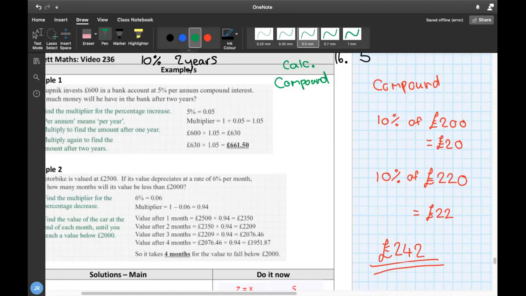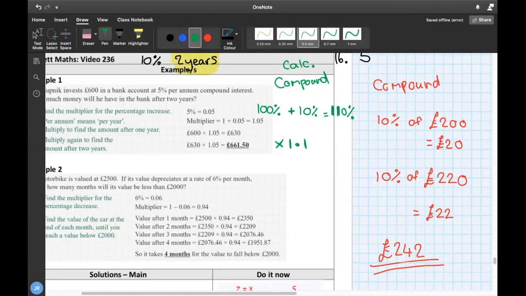So if we're going 10% for 2 years and it's increasing, we're going to always start with our original amount, 100%, and we're going to be increasing it by 10%. So it's like we're finding 110%. That's all one there, 110%. And to find 110% of something, you think back to our decimal multipliers. To go from a percentage to a decimal, you divide by 100. So to find 110% of something, you're multiplying by 1.10, or just 1.1.